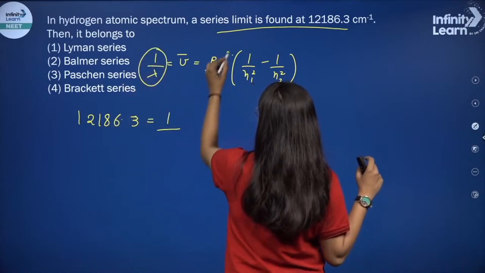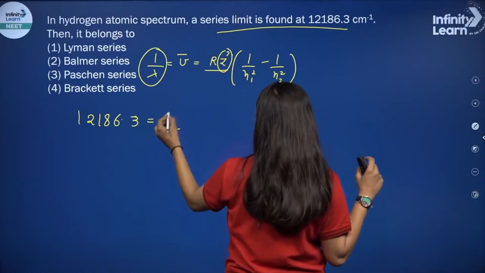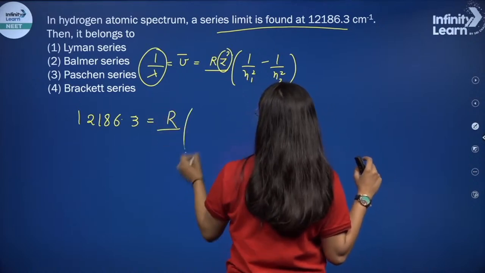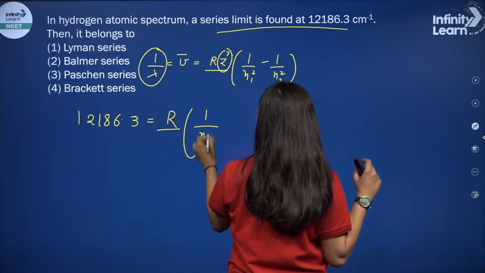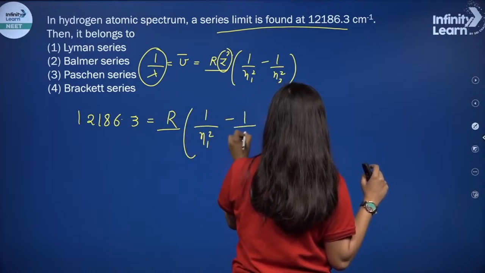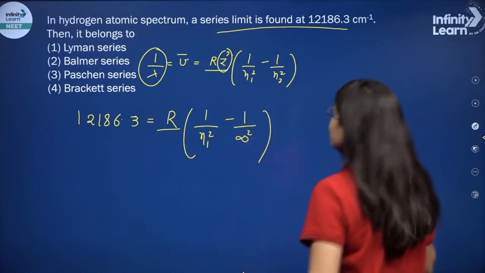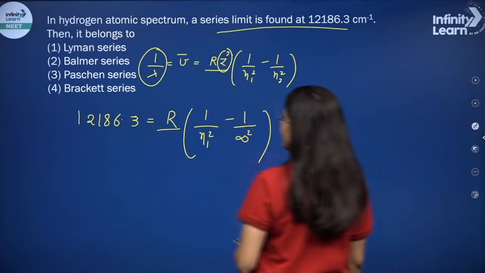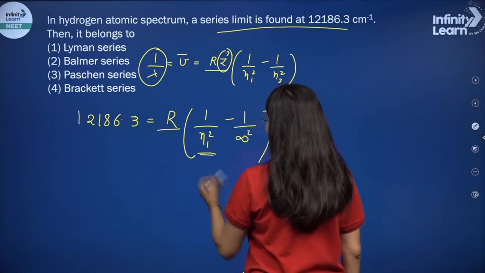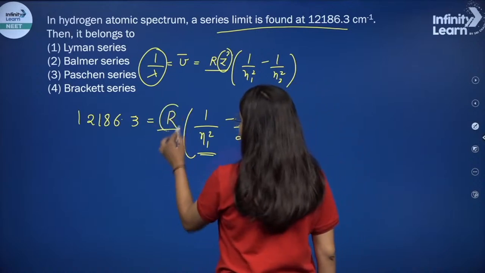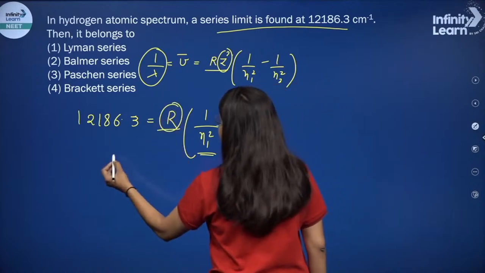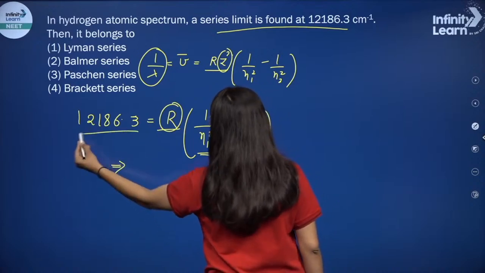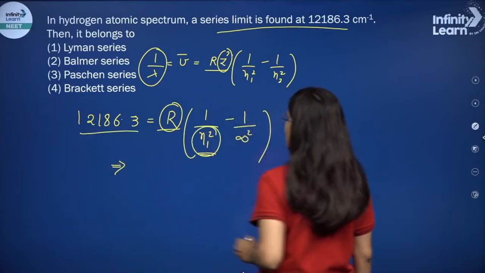So 1 by lambda, this is wave number, this is already given to us. R, Z is what for hydrogen? It is 1. So this is R. Now 1 by N1 square minus 1 by infinity, because we are talking about the series limit. That is why I placed infinity here. I just need to calculate the value of N1 square. I'll substitute the value of R, and after substituting the value of R, I'll be getting this value of N1.